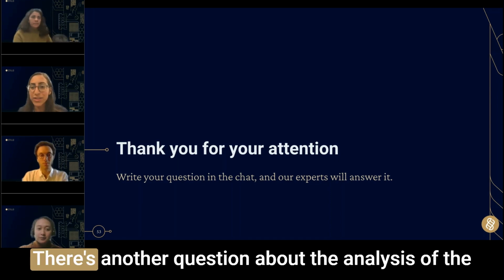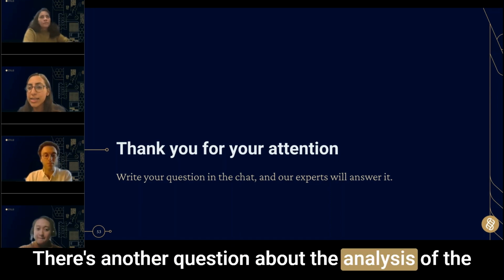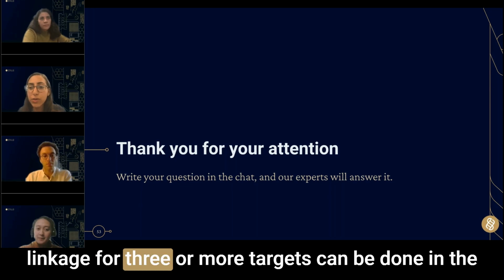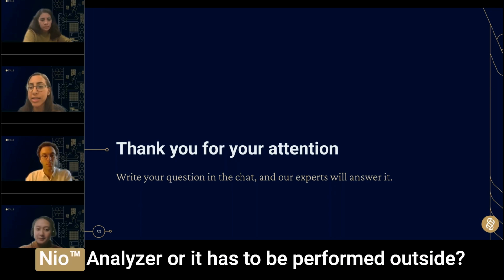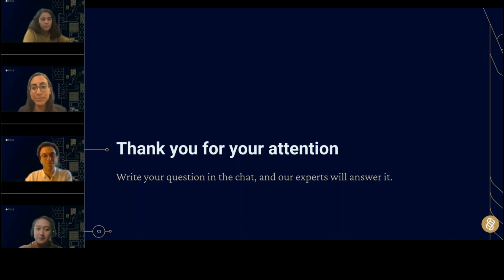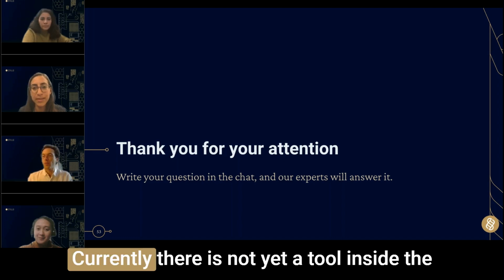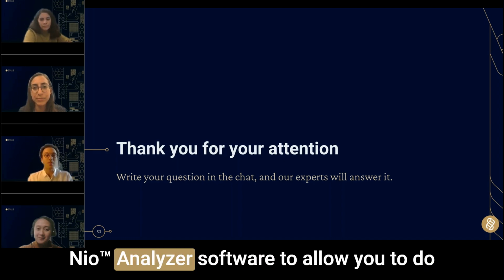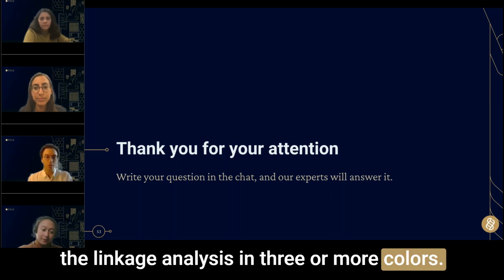Thank you, Sana. There's another question about the analysis of the linkage for 3 or more targets: can it be done in the Nio Analyzer, or does it have to be performed outside? Yeah, a very good question. Currently, there is not yet a tool inside the Nio Analyzer software to allow you to do the linkage analysis in 3 or more colors.